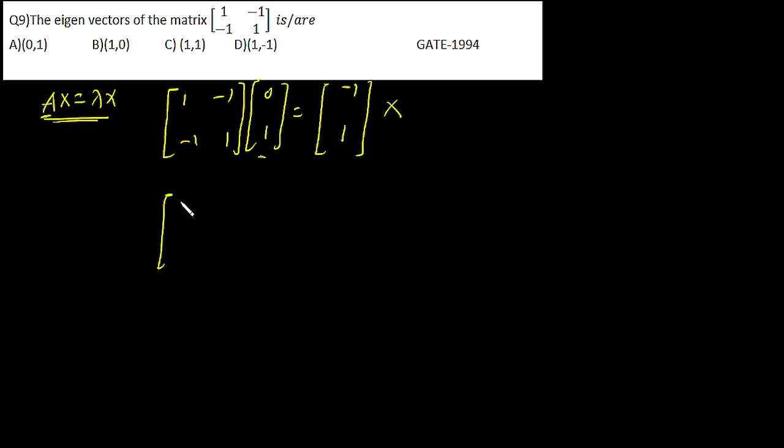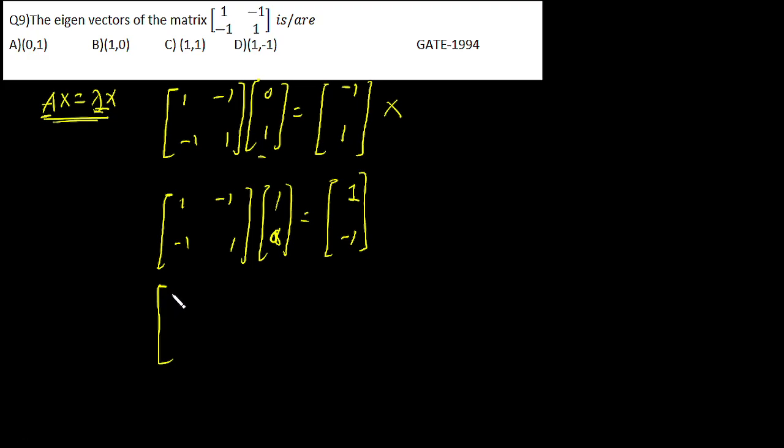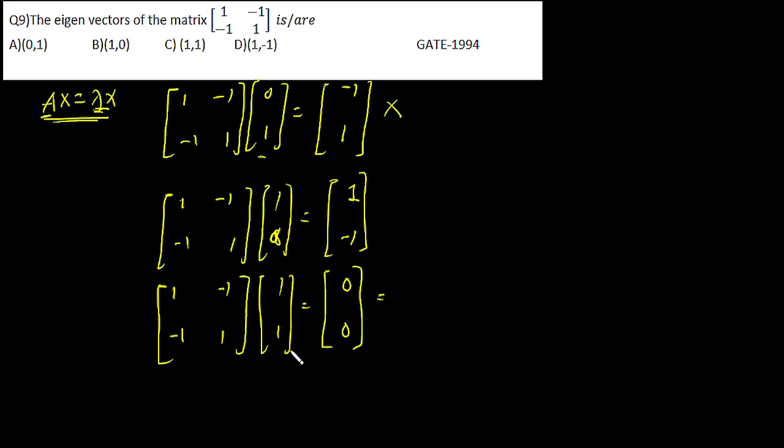So let's check option B. We have 1 0. Let's do the multiplication. Here 1, and here we are getting minus 1. Again you can see we still do not get any scalar lambda to make this vector in the form lambda times x. So let's move on to option C. Here we are getting 1 1, so we are getting 0, and again 0. Again we cannot take any scalar from this vector to make it in the form of lambda times x, because it is the 0 vector. So we are again not satisfying this condition.